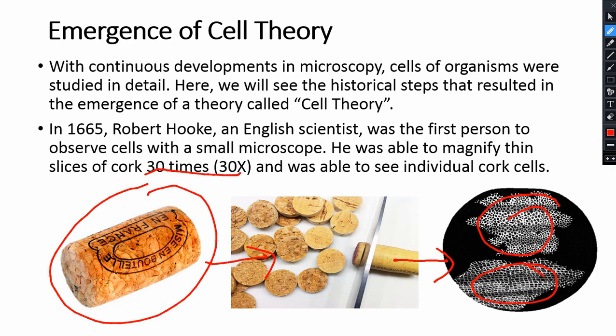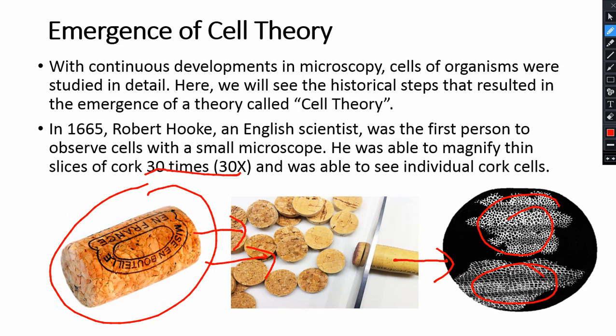Now remember, these are dead cells. Why? Because the cork he took was made from the bark of a tree. These are plant tissues, taken from the bark of an oak tree, particularly the Spanish oak. These corks were made from the Spanish oak tree bark.